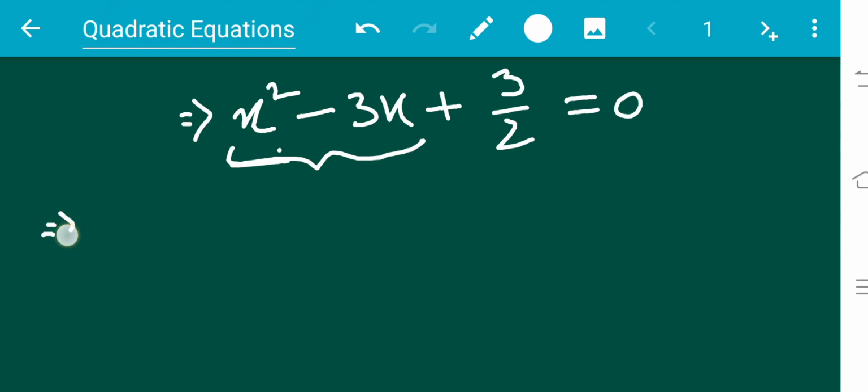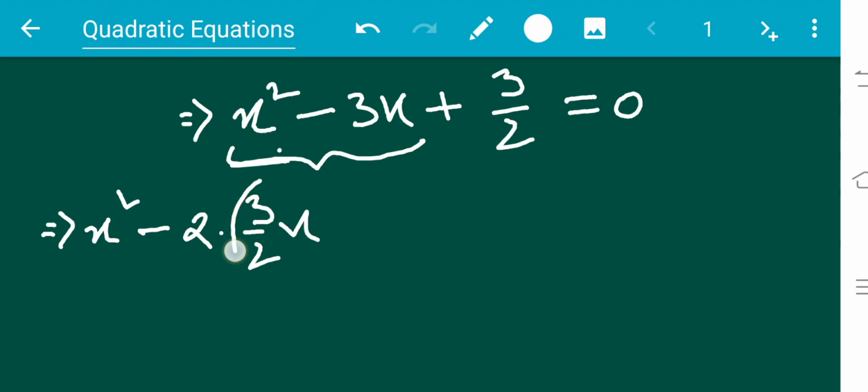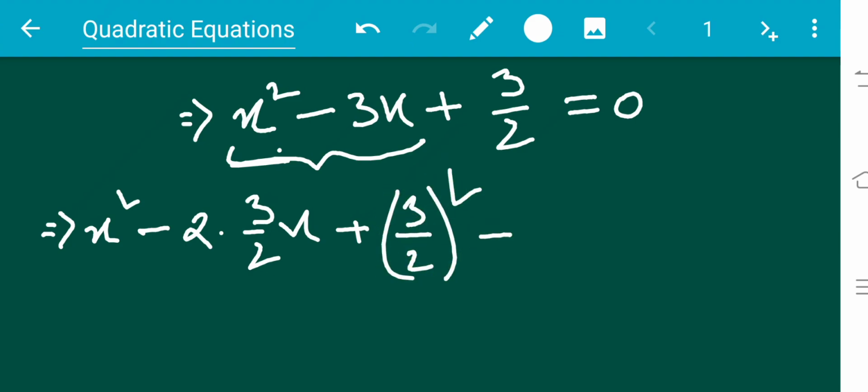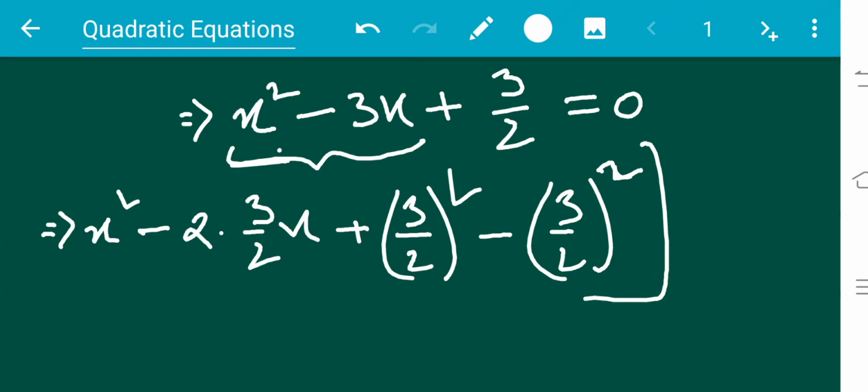Okay, so I can take this x square minus 2 into 3 by 2 x. Now we have this 3 by 2, this portion. So I can write plus this square. Now this is extra, so I write minus of 3 by 2 square plus 3 by 2 equal to 0.